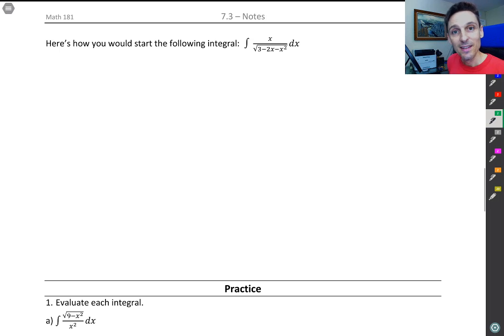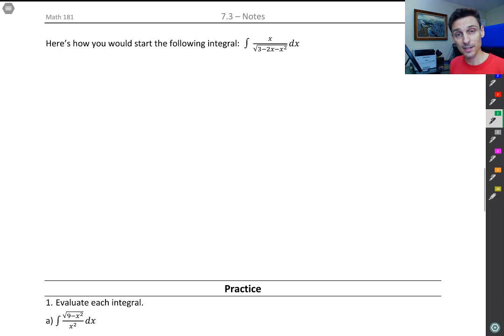Welcome back. In this last example, we're looking at the integral of x over the square root of 3 minus 2x minus x squared dx. Now here this doesn't look like any of the examples that we gave, because inside the square root we don't have just a constant squared minus x squared or vice versa or even a plus in the middle. We have this extra x term that doesn't seem to belong there. So how can we handle integrals like this?